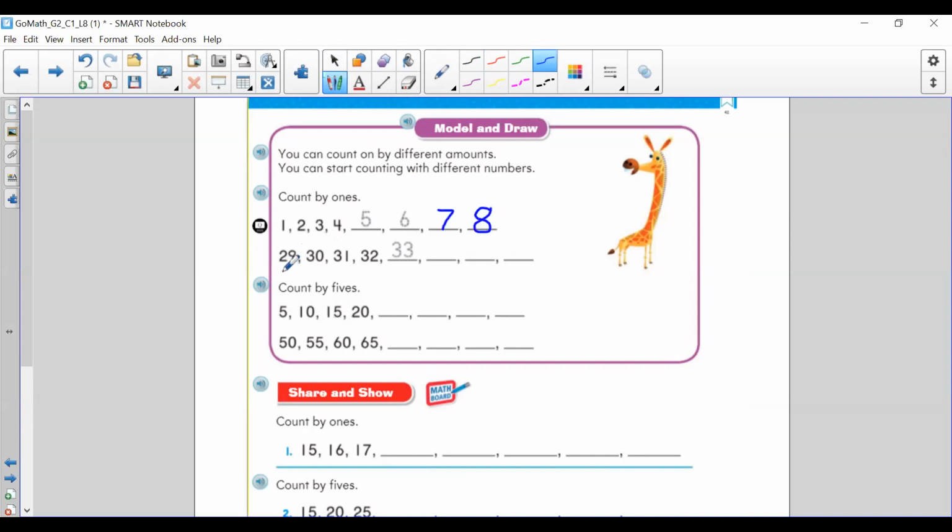Now, what if we started at 29? Well, we can count on from 29 by ones, 29, 30, 31, 32, 33, 34, 35, and 36.